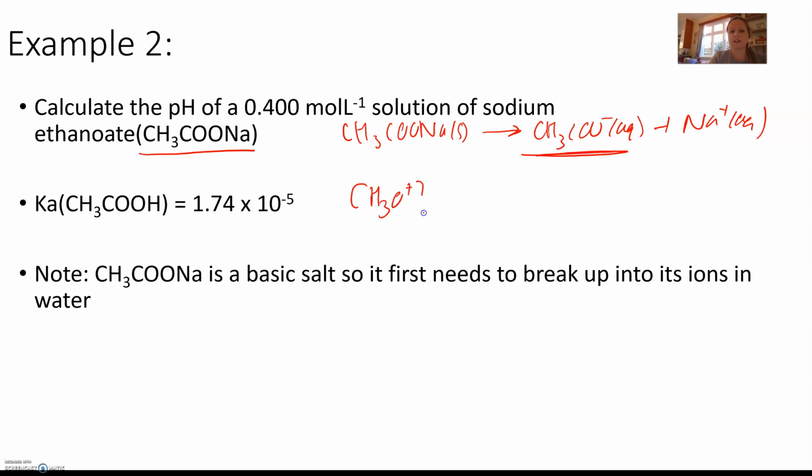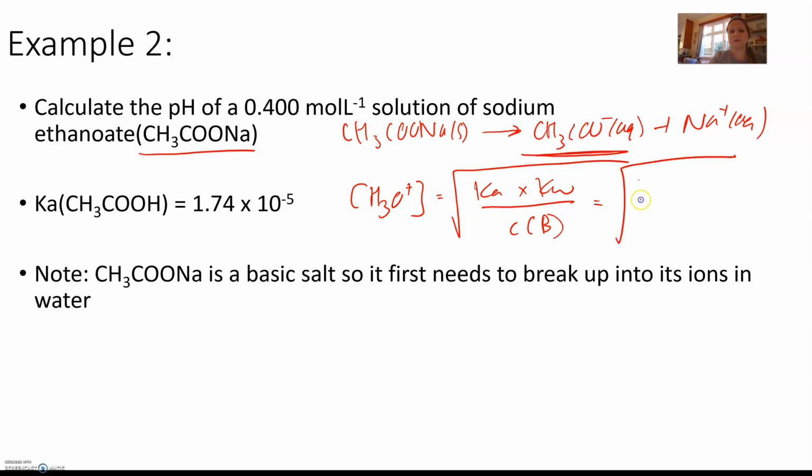So what we can do from here is we actually know what this equation is going to end up being. Because it's a weak base reaction, it's going to be the square root of your Ka times your Kw divided by the concentration of your base. And you start getting really quick at this because it just has those two patterns. So 1.74 times 10 to the negative 5 times 1 times 10 to the negative 14 divided by the concentration of your base, which is 0.4.